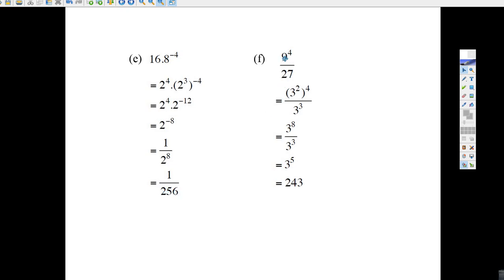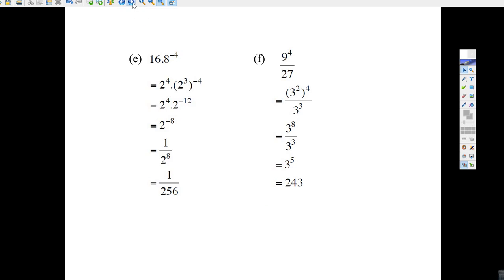Same thing here, powers of primes. Instead of 9, you go 3 squared. But 2 to the 4th power is 8. And you have to know 27 is 3 cubed. You should know those famous squares and cubes, like 3 cubed and 4 cubed and 5 cubed. Now we're dividing two things at the same base, so we subtract their exponents, and we get 3 to the 5th. And your calculator will tell you that this is 243.